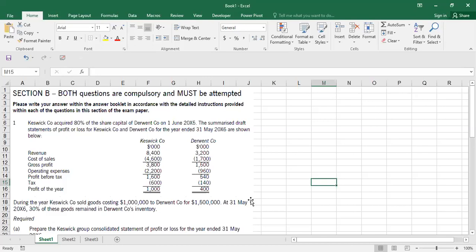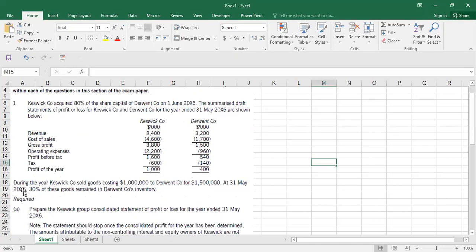And then we see that they have given us income statement for a parent and a subsidiary, Cashback and Derwent. Let's see what is the requirement. We will read these things later on. So during the year, Cashback company sold goods costing 1 million to Derwent for 1.5 million. At 31st May, 30% of these goods remained in inventory. So we'll find out unrealized profit to adjust our cost of sales.